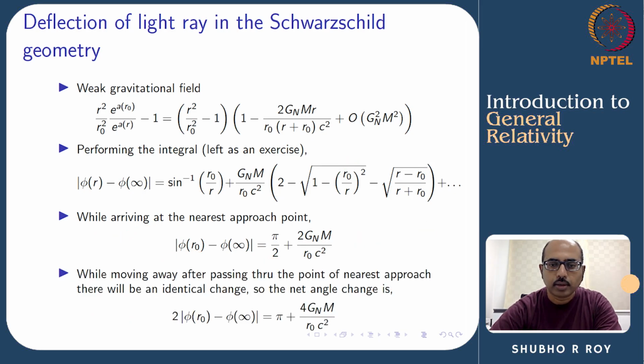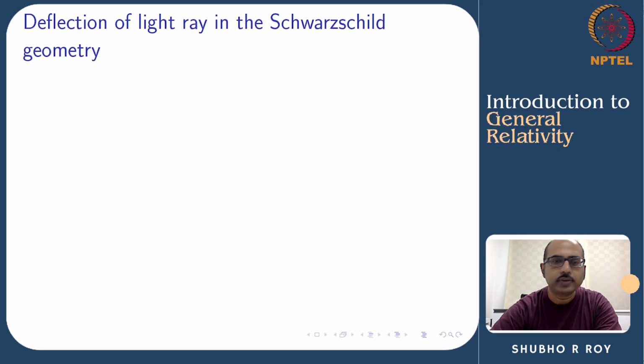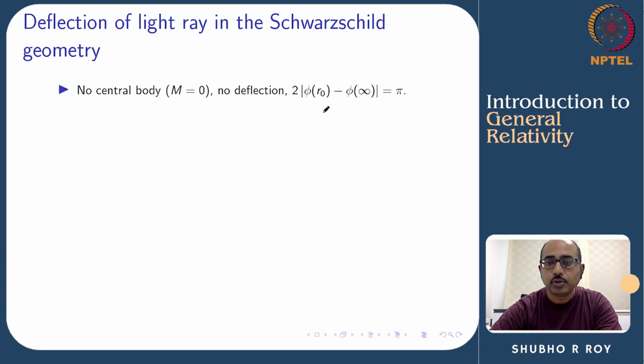Right, and while moving away, there'll be an equal amount of deflection, a gain in the angle, so that twice of this will be given by twice of this side, which is very obvious. Now, in the absence of a central body, when M is 0, there would be no deflection, and twice of this is exactly equal to pi.